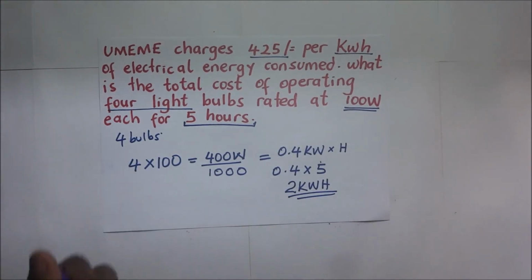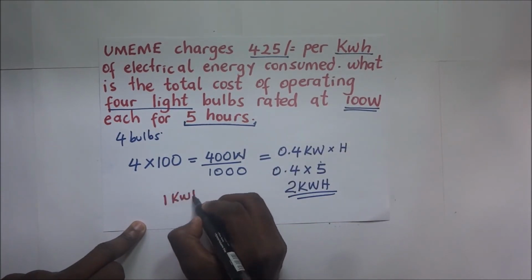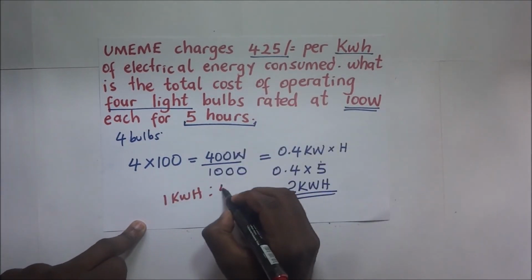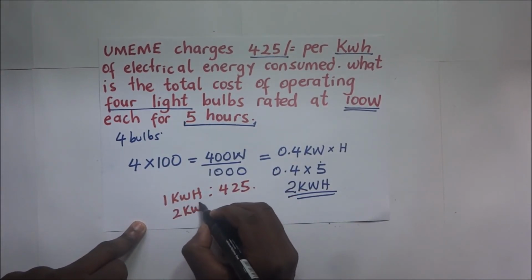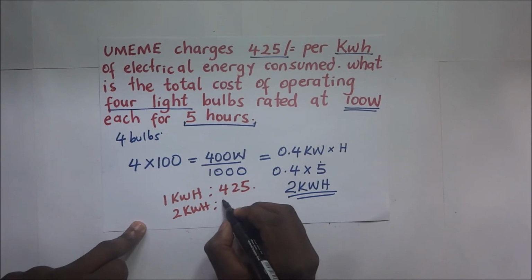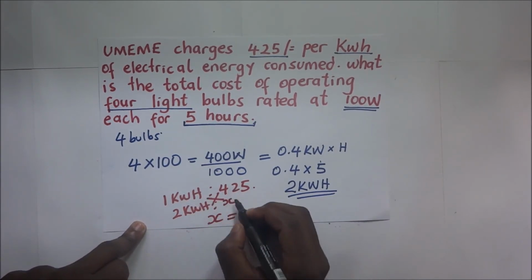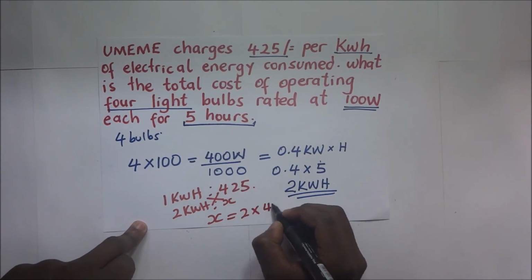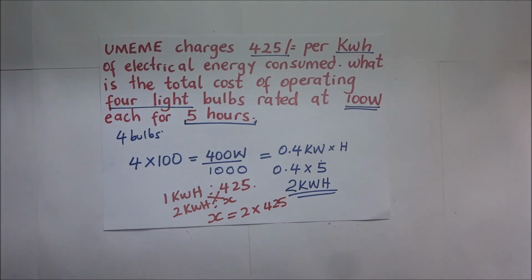In this case, we know that 1 kilowatt hour is going to cost 425 shillings. Therefore, 2 kilowatt hours is going to cost twice that. So X is 2 times 425, and of course, in that case, we get our answer.